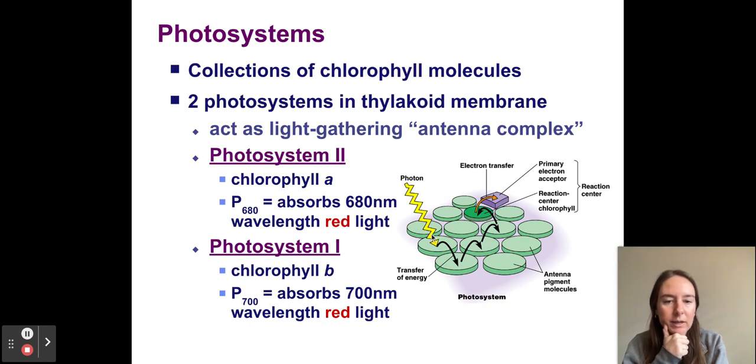A photosystem is a collection of individual chlorophyll molecules. A photon will hit it, excite an electron, and pass it around until it gets to its primary electron acceptor, which will now have those electrons. So remember, we're talking about moving electrons, which is another way of talking about moving energy. We're transferring energy or electrons.